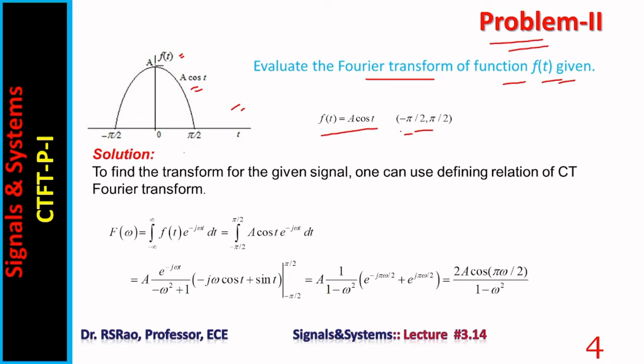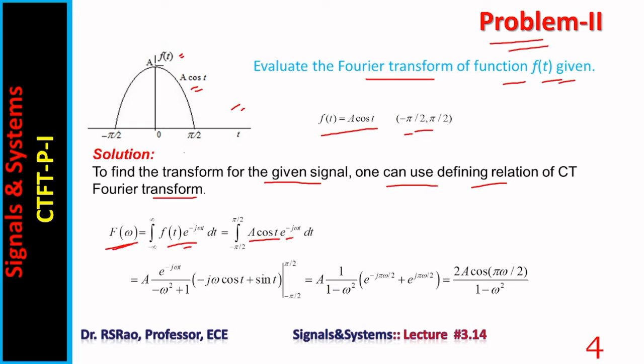In this case also, we use the defining relation to find the transform. To find the transform for the given signal, one can use the defining relation of the CTFT. F of omega is integral -infinity to +infinity f of t e power minus j omega t dt. This is the defining relation. Appropriate limits in the present case become -pi by 2 to +pi by 2 over the integral sign. f of t is A cos t.